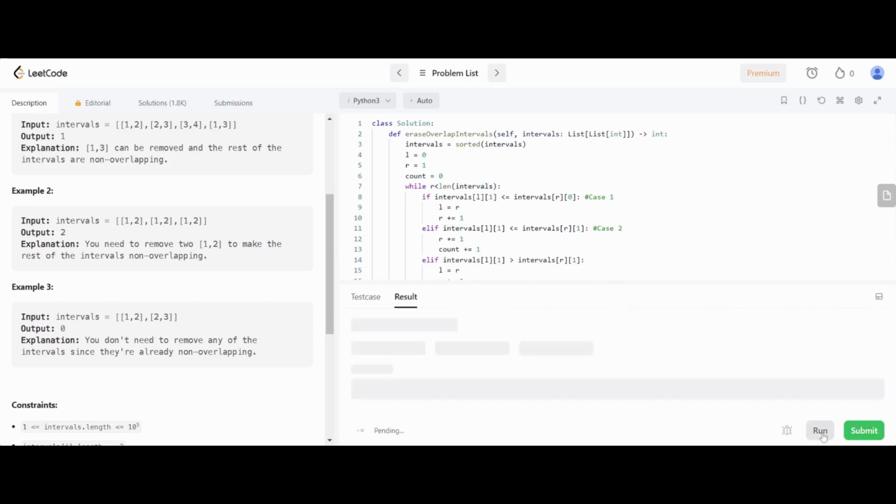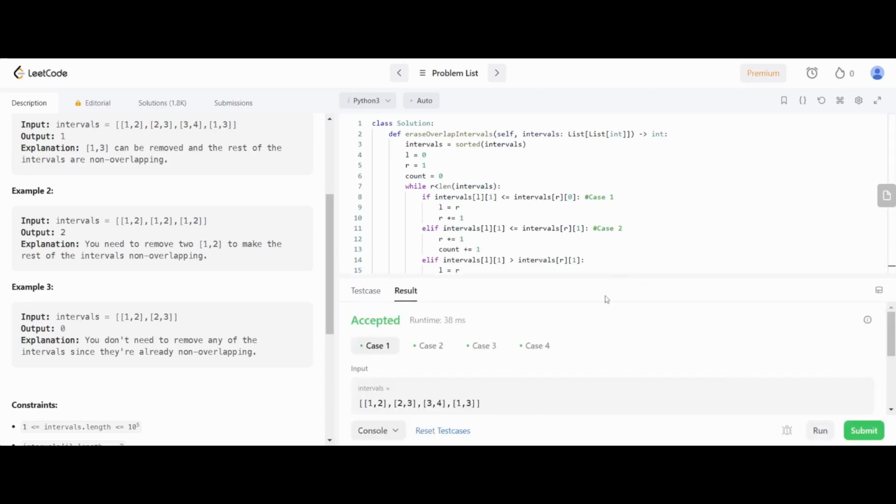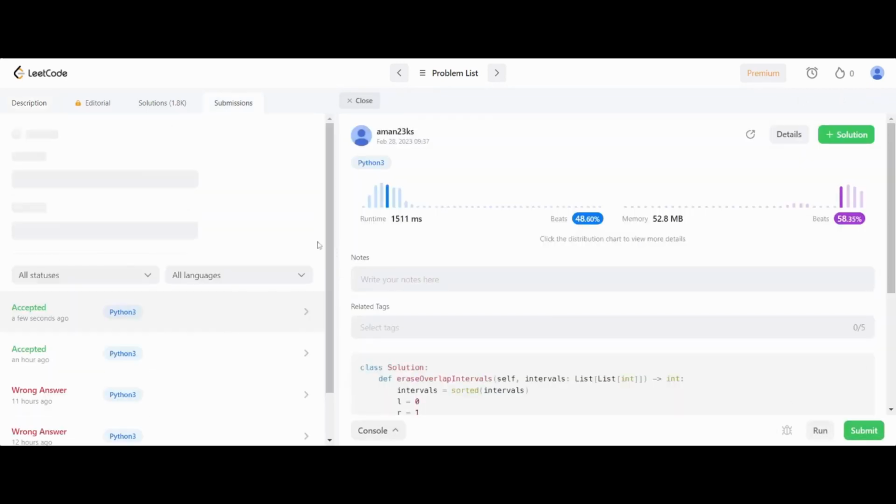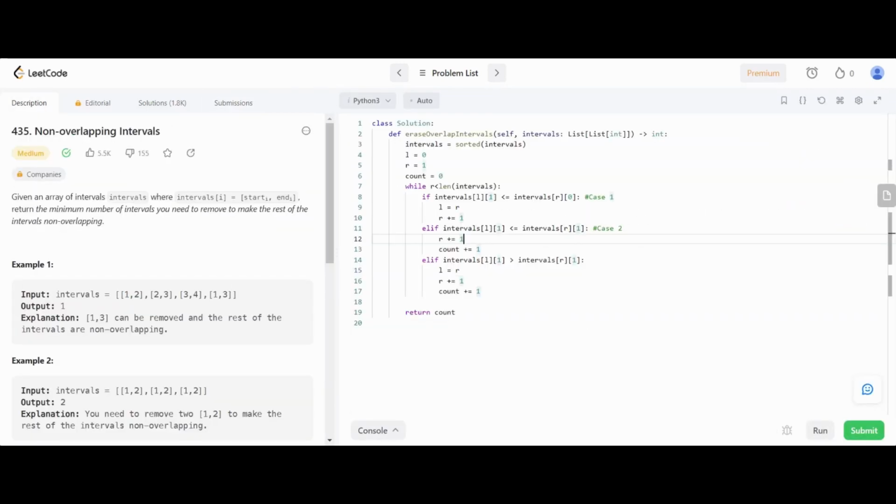So let's just run the code. Yeah, and let's submit it. Yeah, it's submitted, guys. All right, guys, this is how you solve the problem.